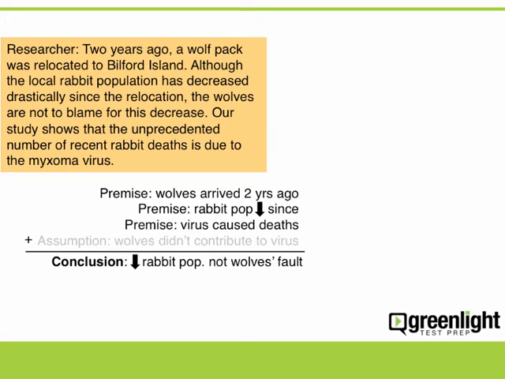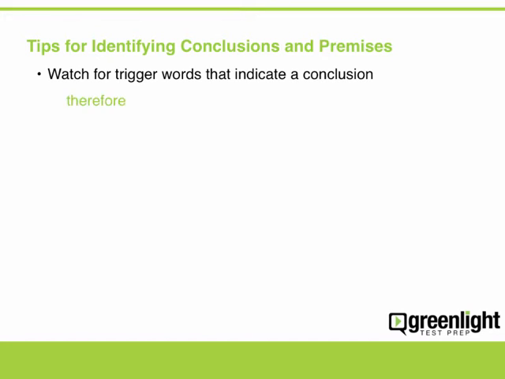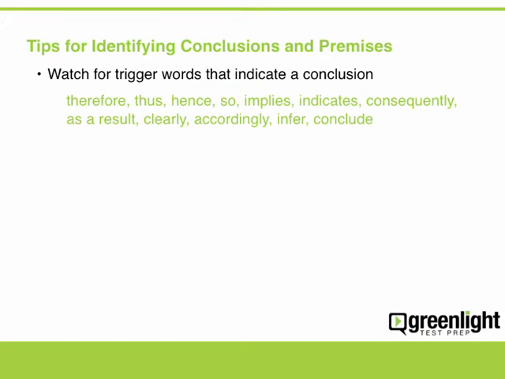Okay, that's the argument. Now, before we examine another argument, let's look at a few tips to consider for identifying conclusions and premises. First, when looking for the conclusion of an argument, you should be aware of certain trigger words that indicate the presence of a conclusion. Therefore is a very common keyword, and here are some others to watch out for. Of course, there are many different ways for an author to present a conclusion without using any of these keywords, but the ones listed here are the most popular.